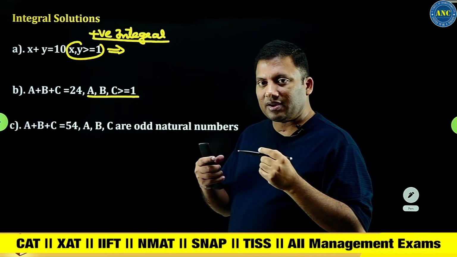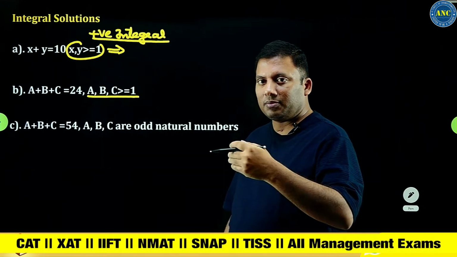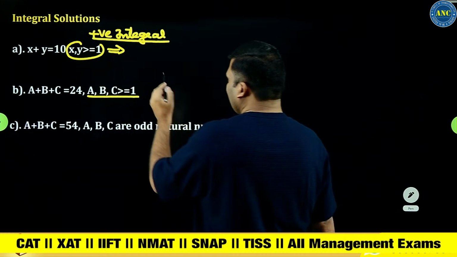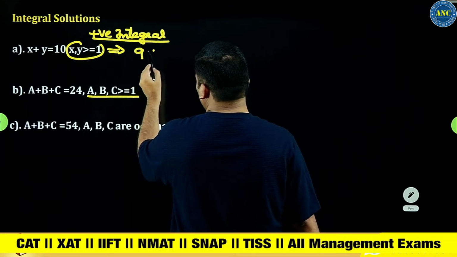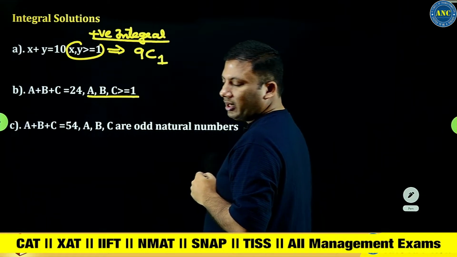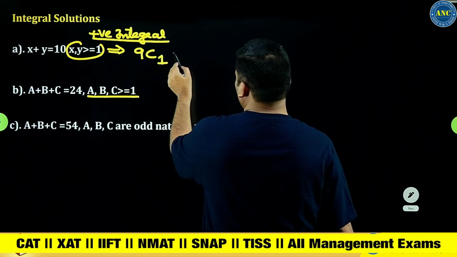X plus y is equivalent to 10. 10 balls are present in a line. How many gaps are there? 9 gaps are there. 2 variables, 1 cut. 9C1, it is 9.